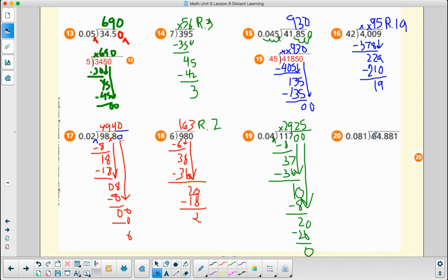Finally, number 20, I have 3 decimal places. So I'm going to multiply by 10, 100, 1,000. And then I'm going to multiply my dividend by 10, 100, 1,000. That leaves me with 64,881 divided by 81. And I definitely would rewrite that. Wow, that's a long one. Let's hope we have room to do that all on here.